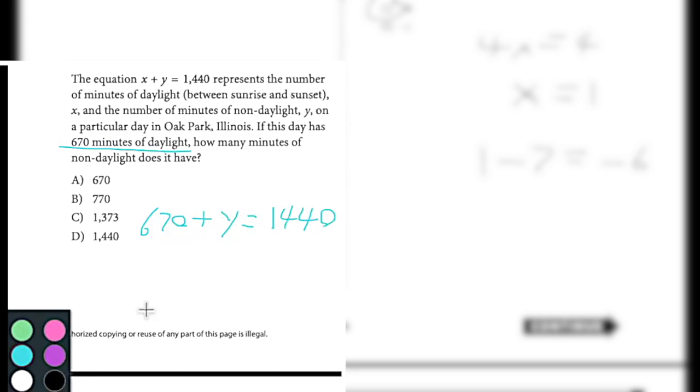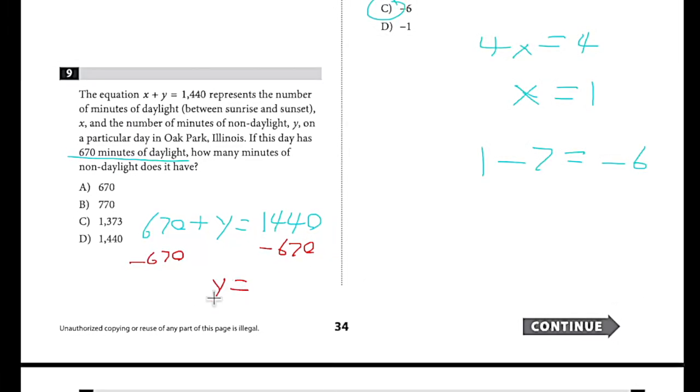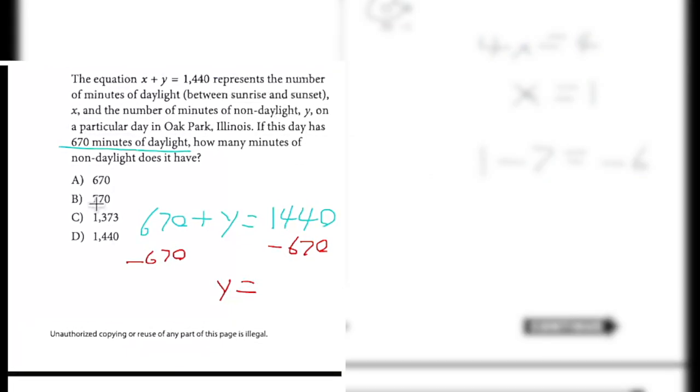If this day has 670 minutes of daylight, how many minutes of non-daylight does it have? Okay, x plus y is the number of minutes of daylight. All right, so which one is 670? X and the number of minutes of non-daylight. Okay, so x is the minutes of daylight. So basically, it's just one plus the other. So 670 plus y equals 1440. We're going to subtract 670 from both sides. I'm going to grab my calculator. 770. Boom.